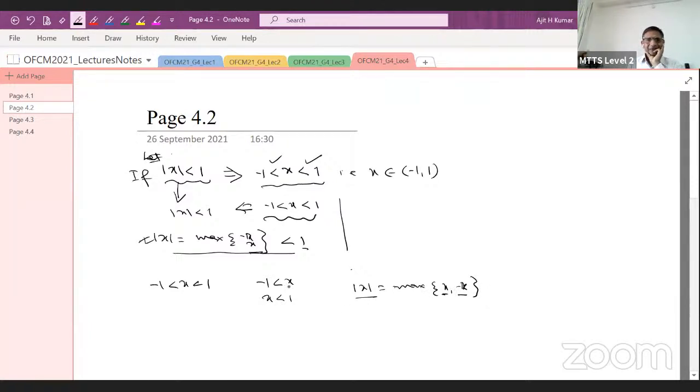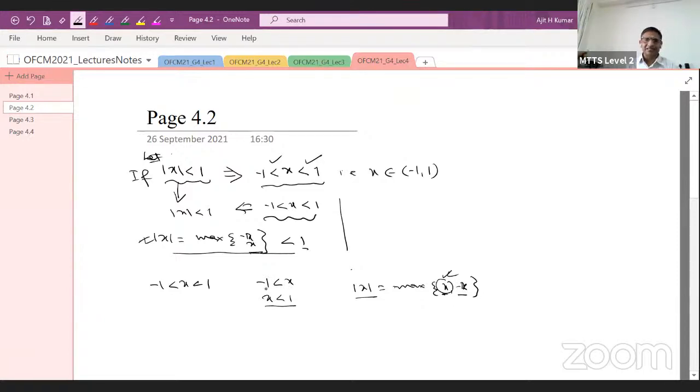And what does it say? What does it say about x? X is less than 1. X is already less than 1. This fellow is less than 1. What about this fellow? Minus 1 is less than x. So what does it say about minus 1 is less than x?